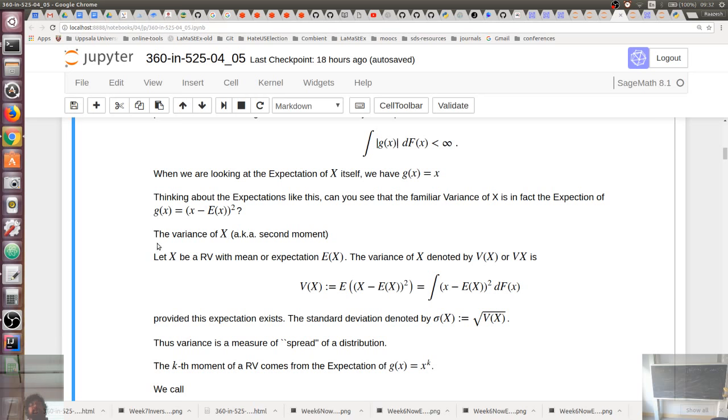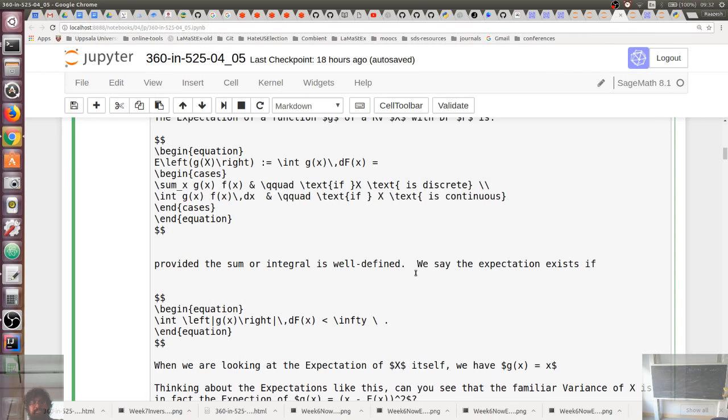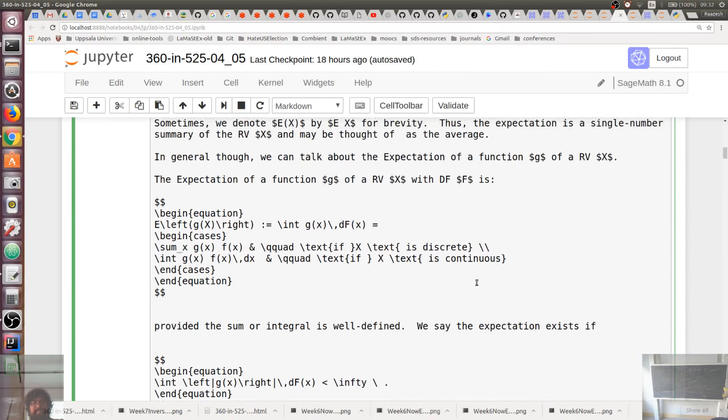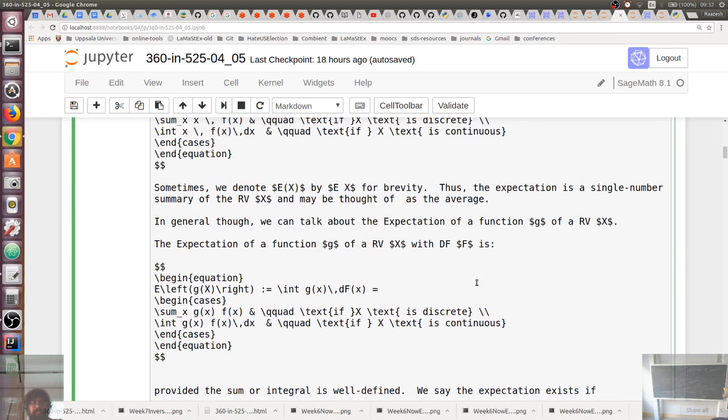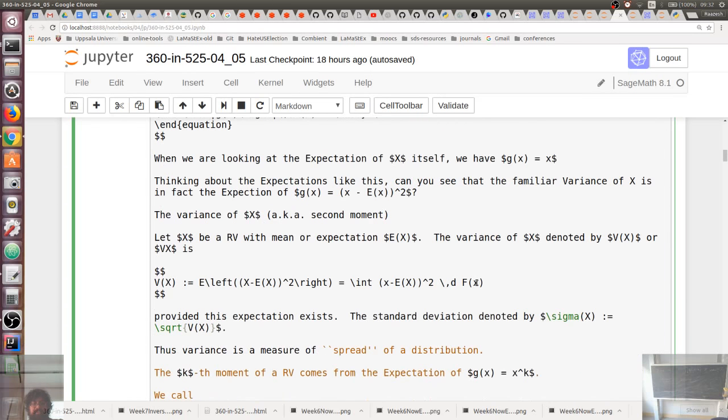Okay, so now think about this function, g of x. Oh, this is a typo. This should be expectation of capital X. Sorry about this. So this should be capital X.